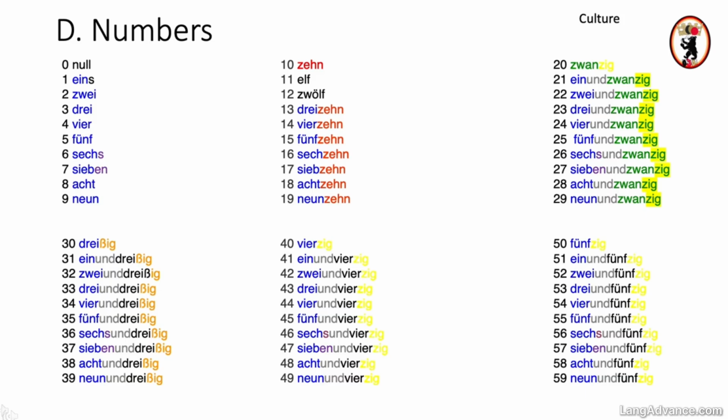49, 50, 51, 52, 53, 54, 55, 56, 57, 58, 59. You might have heard that I vary between 50 and 50. Both is accepted in different parts of Germany.